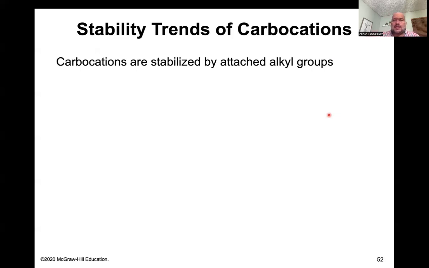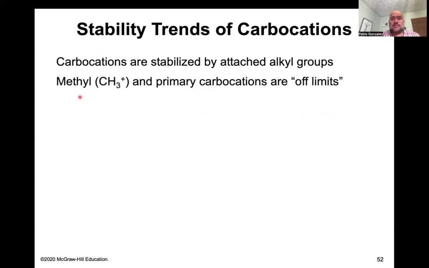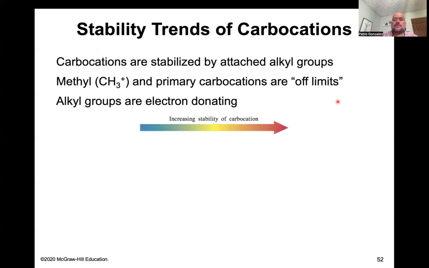So in that sense, you may expect that a tertiary carbocation is going to be more stable than a secondary, which is more stable than a primary carbocation. The methyl carbocation, which is just a carbon with three hydrogens, and primary carbocations are off limits. That means that they are pretty unstable. They basically don't exist. Alkyl groups are electron donating. That's why they can stabilize that positive charge, because through the sigma bond between those carbons, they can provide a little bit of electron density, stabilizing the positive charge of the carbocation.